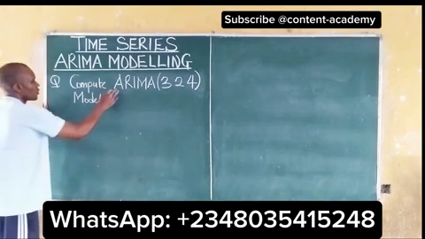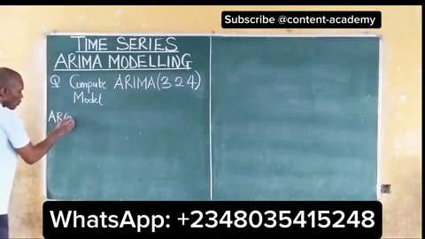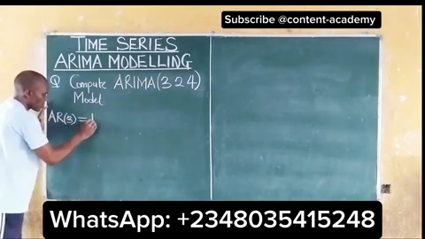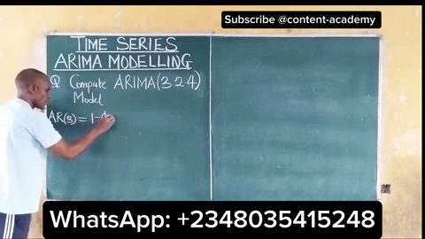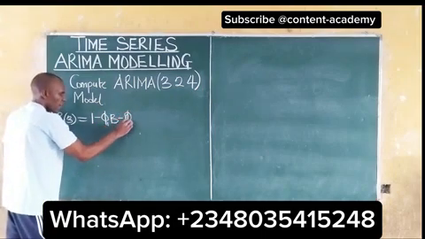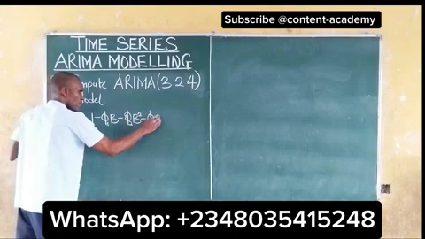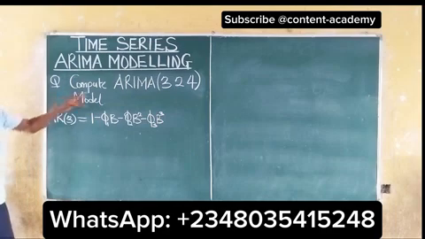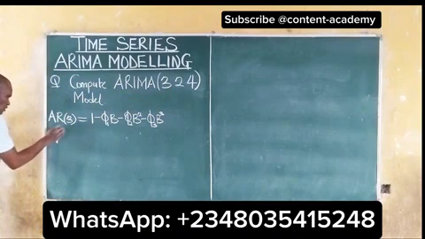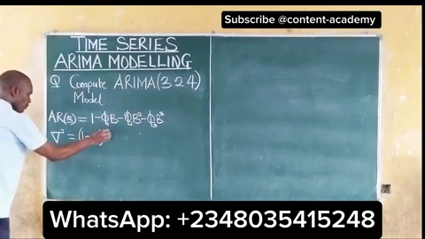Now, the first thing to do is to write the autoregressive part of order 3. The autoregressive part of order 3 will give us 1 minus phi 1 B, 1 minus phi 2 B squared, minus phi 3 B cubed, with B the backward shift. Also, the differential part is of order 2. We have differential of order 2, which is 1 minus B raised to the power of 2.